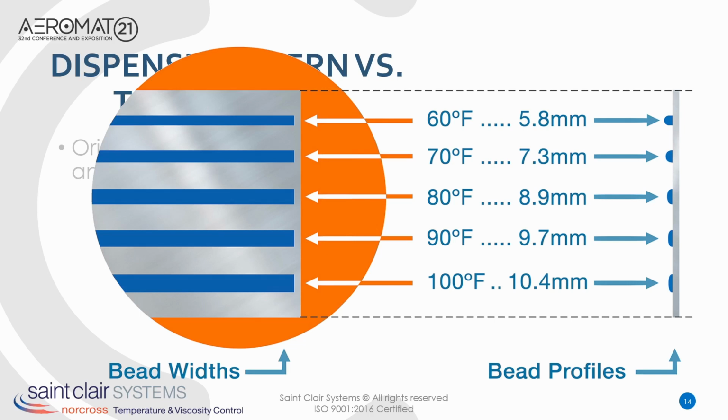This is often referred to as spread or slump and can significantly compromise the function of the bead. Without the proper profile, obtaining optimal adhesion to both surfaces is next to impossible. Moreover, if the material moves out of the designated area, it can create not only functional issues, but aesthetic ones as well.